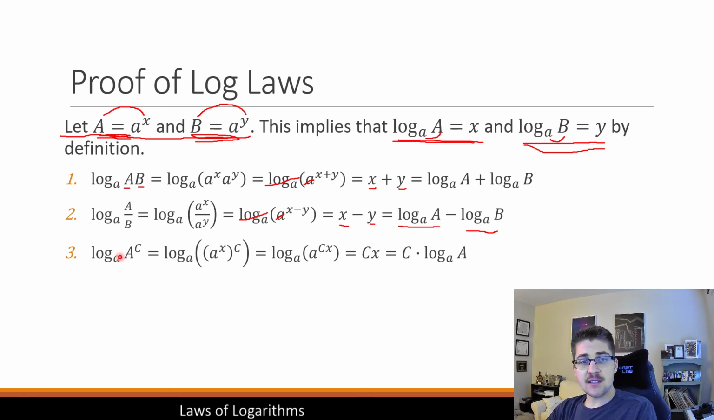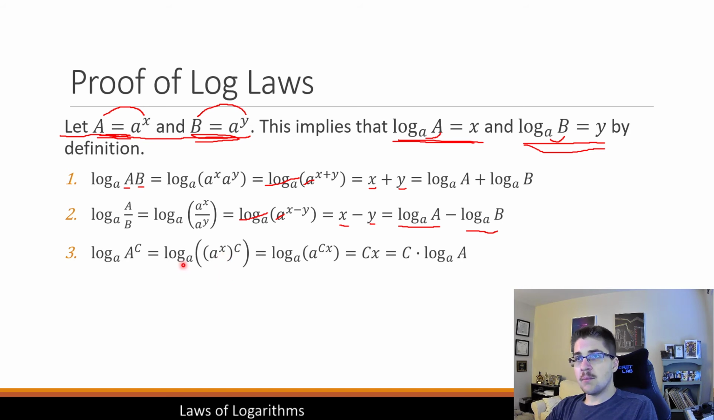Now for the third log law, which has to do with an exponential expression within a logarithm. If I have log base little a of capital A to the c, these will not cancel because little a and capital A are not necessarily the same thing. But if I apply the same substitution, it's kind of like I'm changing this A into a base which is matching the logarithm. Again, that's the whole strategy here.